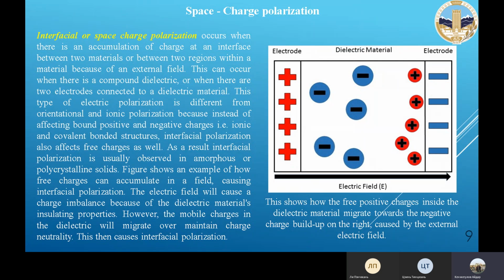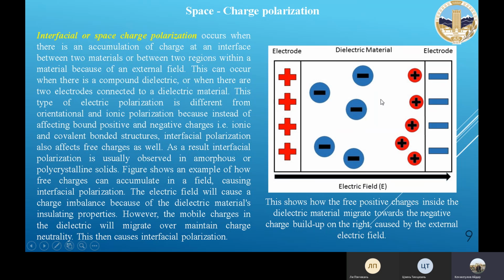The next polarization is space charge polarization. It occurs when there is an accumulation of charge at the interface between two materials, or between two regions within materials and an external field. This can occur in a compound dielectric, when two different materials are connected.